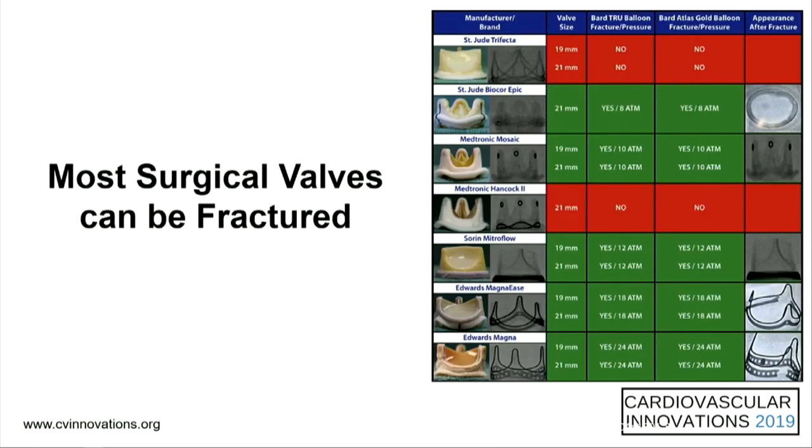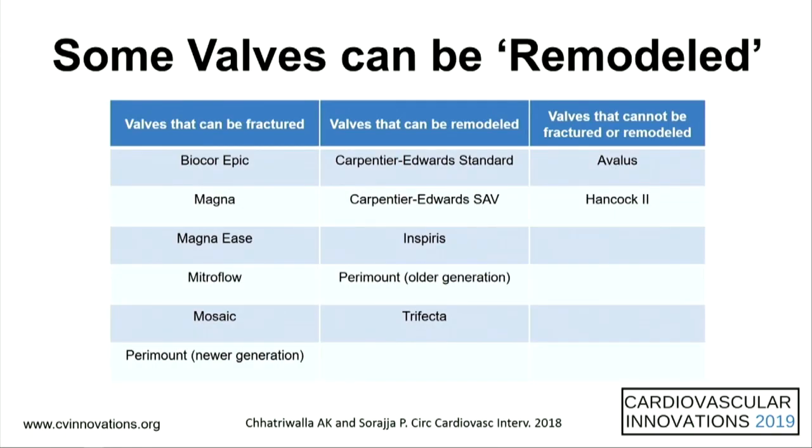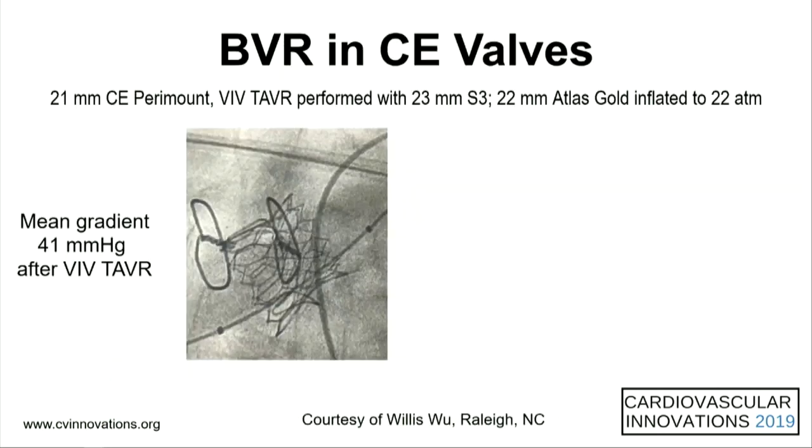We know that most surgical valves can be fractured, but what I'm going to concentrate on here is that some valves cannot be fractured, but they can be remodeled or stretched. And this is the current paradigm. These valves here can be fractured. These valves can be remodeled or stretched, and we can't do anything with these bioprosthetic valves. So what are we talking about? Who knows about BVR?